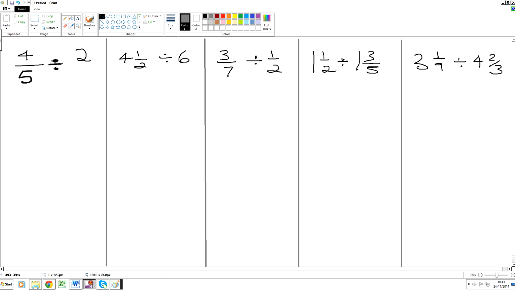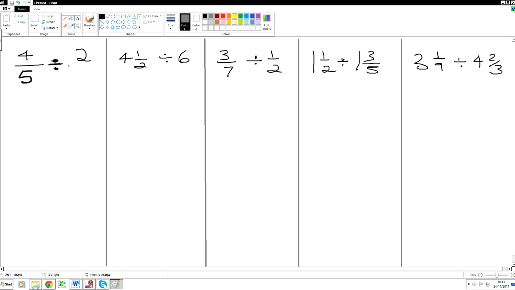First question, 4/5 divided by 2. First of all, what we need to do is turn the 2 into a fraction. We rewrite the 2 as 2 over 1. Now, these are already proper fractions, so we've no conversion to do. We now need to turn the divide sign into times, and we turn the second fraction upside down. So 2 over 1 becomes 1 over 2.